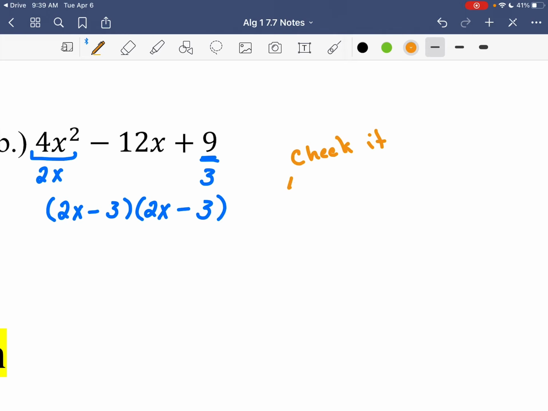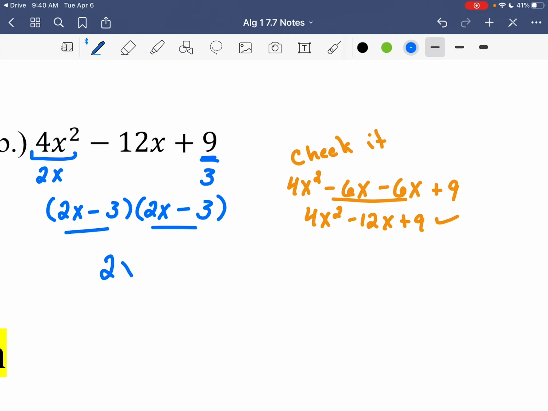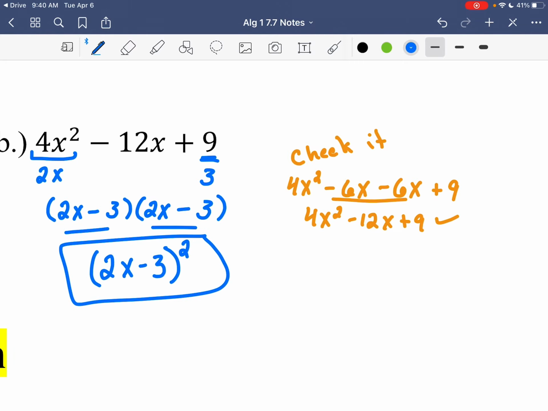2x times 2x is 4x to the second. 2x times negative 3 is negative 6x. Negative 3 times 2x is negative 6x. Negative 3 times negative 3 is positive 9. Putting together these like terms, I get 4x squared minus 12x plus 9. It worked. So then I just need to notice these are the same thing, so I'd write it as 2x minus 3 to the second. Again, just noticing patterns.